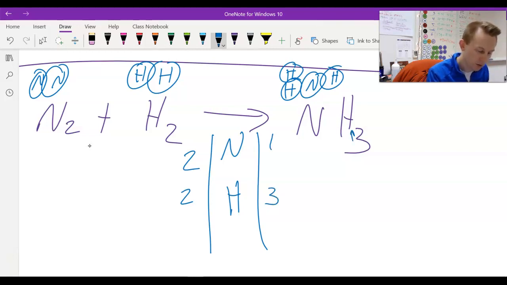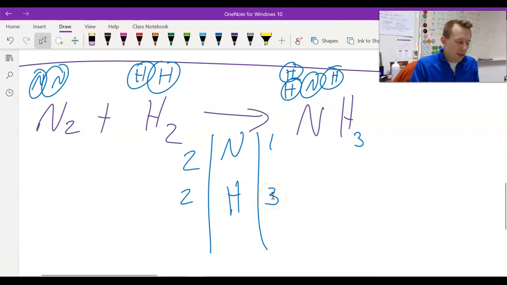Keep in mind this 3 only applies to the hydrogen. If there were parentheses around the whole thing, then it would be 3 of everything, but that's not the case. Alright, so now it's very easy to see that this isn't matching up in either case. I've got 2 and 1 and 2 and 3. So there are a few different ways we can approach this.